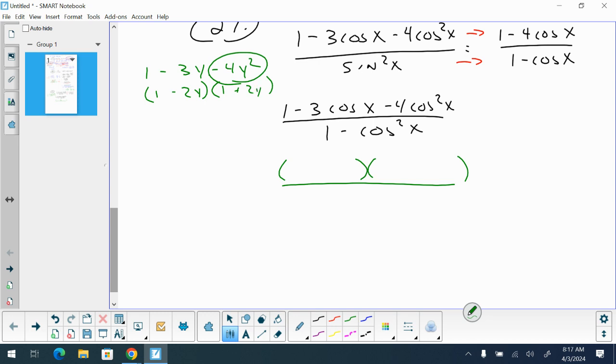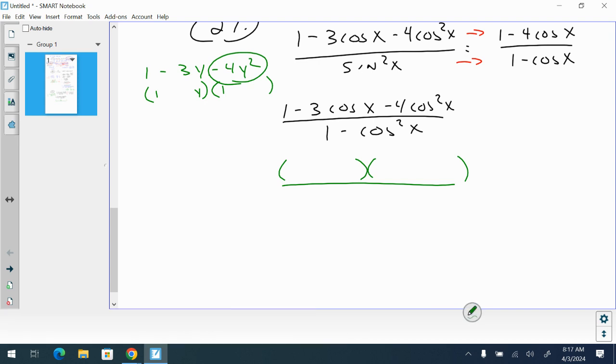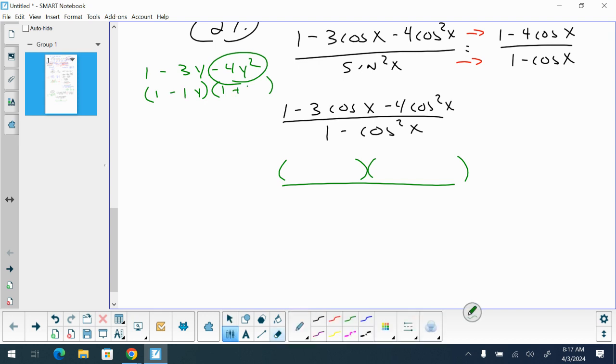But if I do that, just check my middle multiplication. I get negative 2y. I get a positive 2y. Do I get negative 3y? No. So what other numbers can we multiply together to get 4? I went to negative 1. So we have a negative 1y and a plus 4y. Okay, we check our middle multiplication.